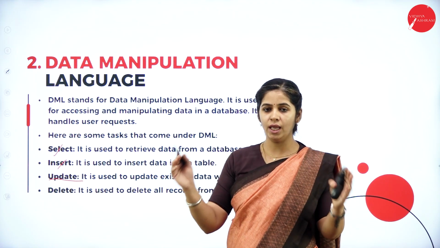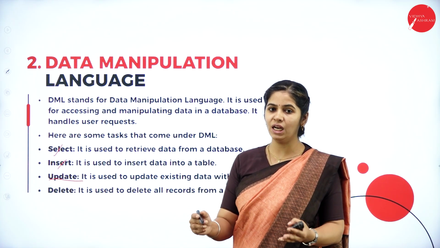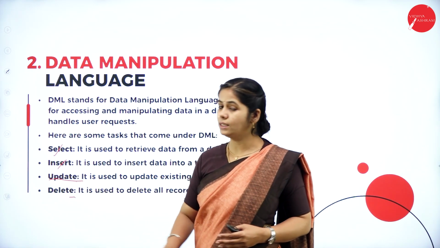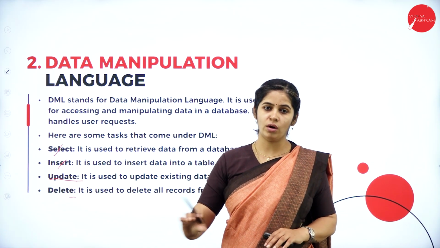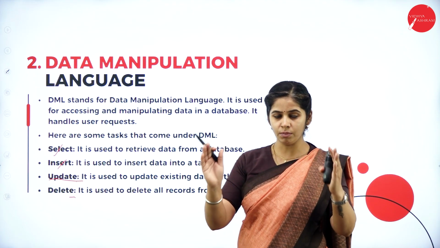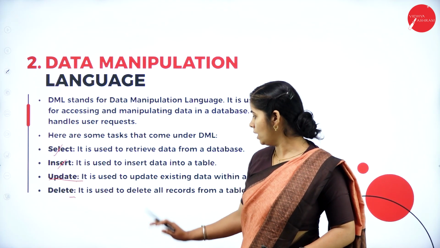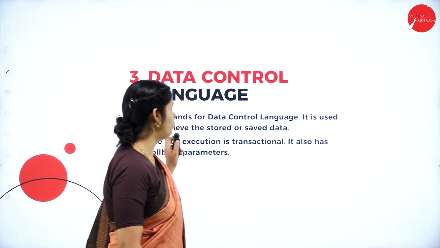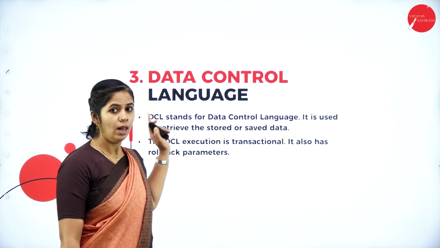If I have already created one database, and I want to update it with one more column, that can be done using the update operation. And deleting one record from that particular table in the database is called the delete operation. Next, what we have is the third type of language, that is data control language.